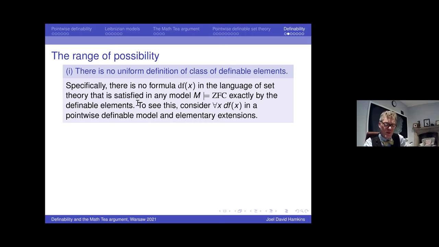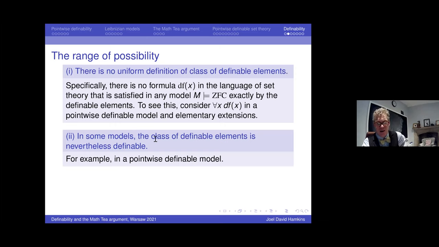Secondly, in some models, the class of definable elements is definable. For example, in a pointwise definable model, the class of definable elements is everything, and that's a definable class. So you can sometimes define the class of definable elements because sometimes it's everything.